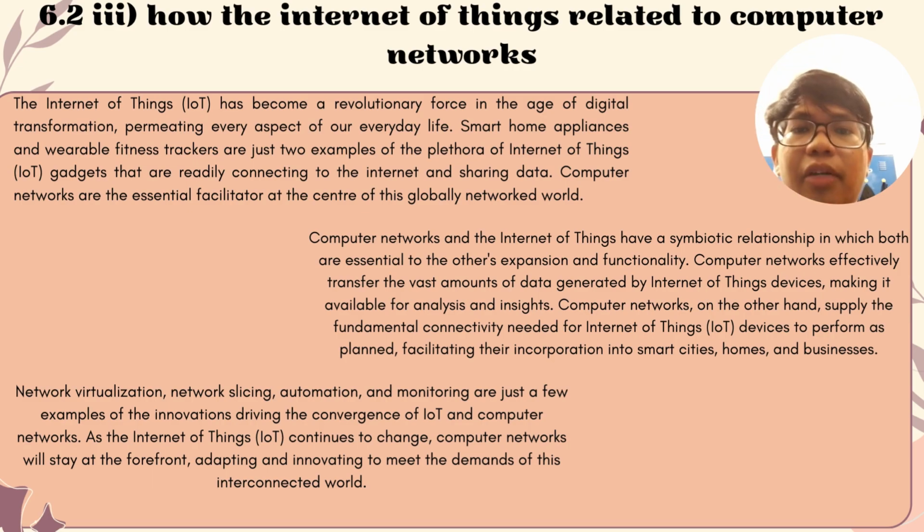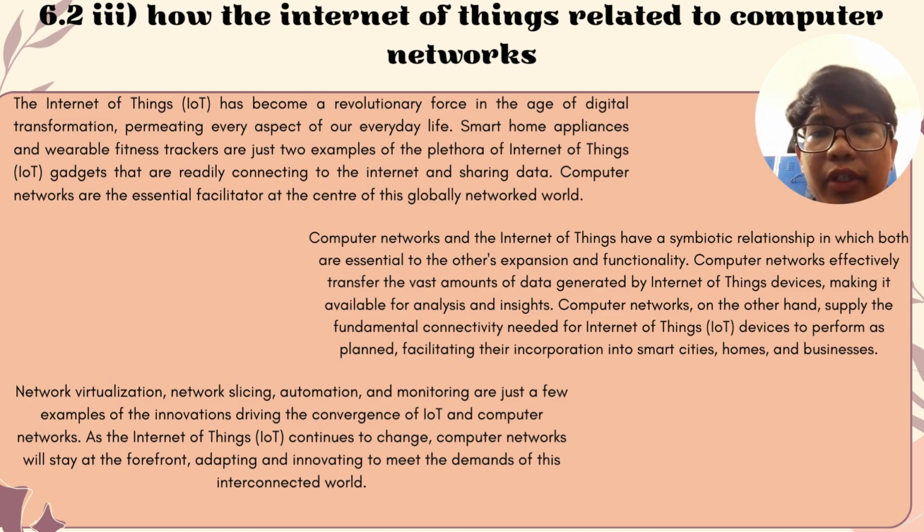Computer networks and the Internet of Things have a symbiotic relationship in which both are essential to the other's expansion and functionality. Computer networks effectively transfer the vast amount of data generated by IoT devices, making it available for analysis and insights. Computer networks, on the other hand, supply the fundamental connectivity IoT devices need to perform as planned, facilitating their incorporation into smart cities, homes, and businesses.